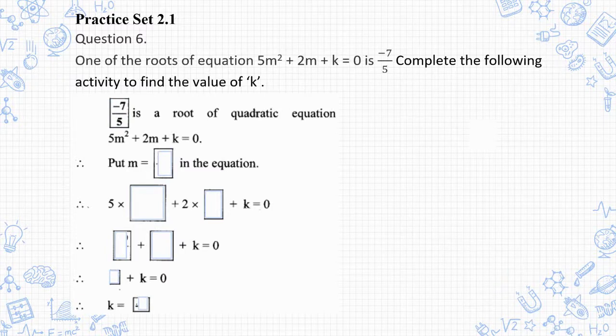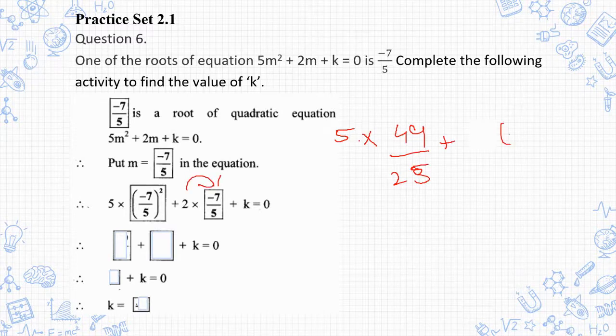Then we have to put m is equal to minus 7 upon 5 in the above given quadratic equation. So in place of m, I'll substitute minus 7 upon 5. So in the first block, we have 5 into m square. So 5 into minus 7 upon 5 the whole square plus 2 into minus 7 upon 5 plus k. Now if we try solving this, we'll have 5 into minus 7 square will be 49 and 5 square will be 25 plus 2 into minus 7, you will get minus 14 upon 5 plus k equal to 0.